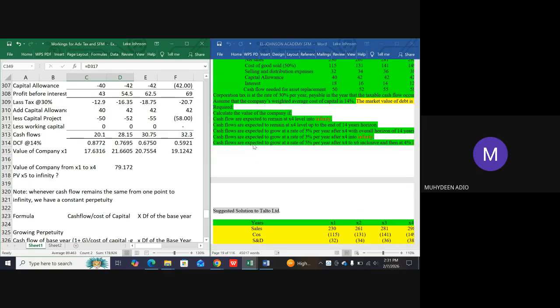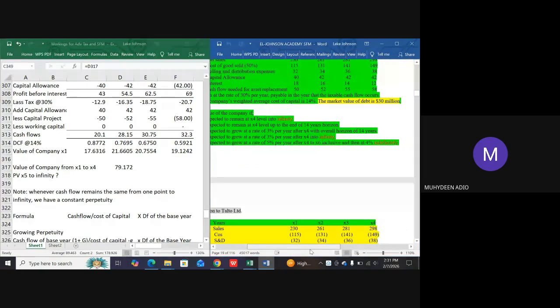Okay, I should read everything, sir. Yeah. Okay. And also calculate the value of the company if the cash flow are expected to grow at the rate of 3% per year after year 4 into infinity. Okay. Calculate the value of the company if the cash flow are expected to grow at the rate of 5% per year after year 4 to year 6 inclusive, and then to 4% indefinitely.